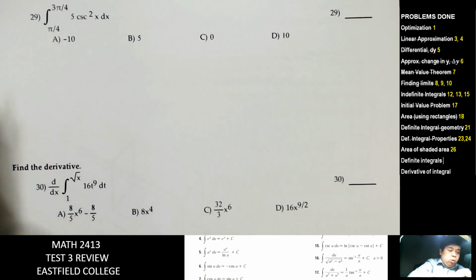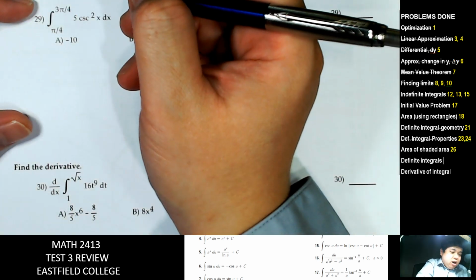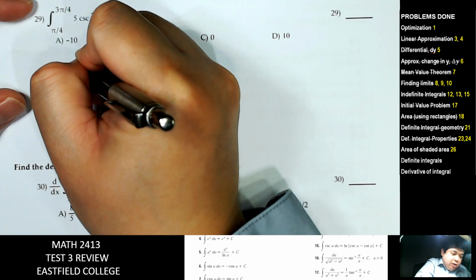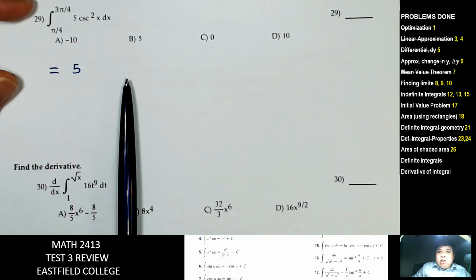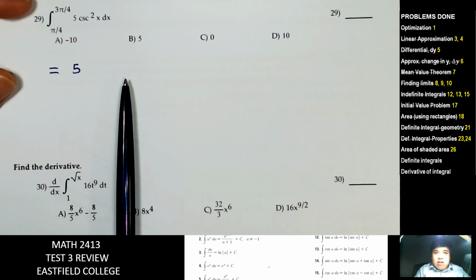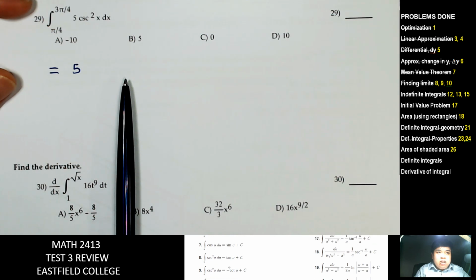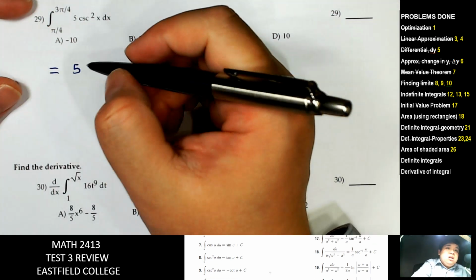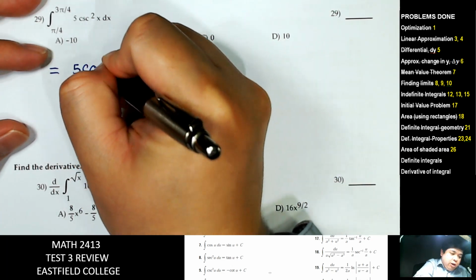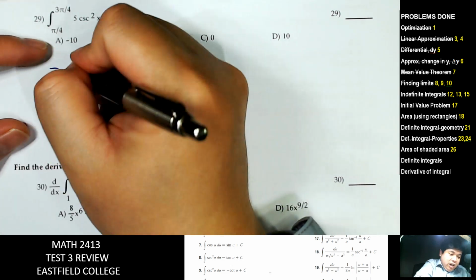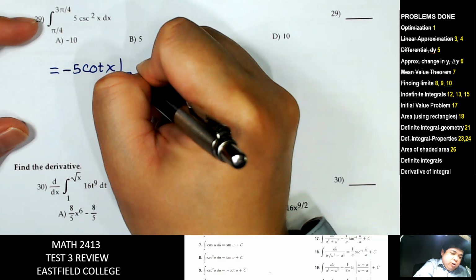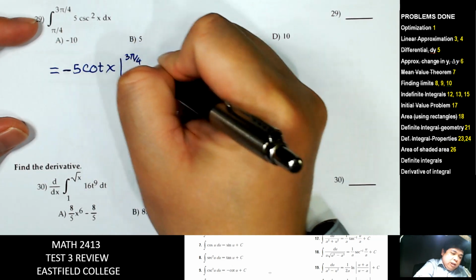Right, first we can of course take the 5 outside, it doesn't matter, but the integral of cosecant square is that, and then we have the formula. Cosecant square is negative cotangent because the derivative of cotangent is negative cosecant, so we have 5 cotangent but with a negative x. X goes from pi over 4 to 3 pi over 4, right?